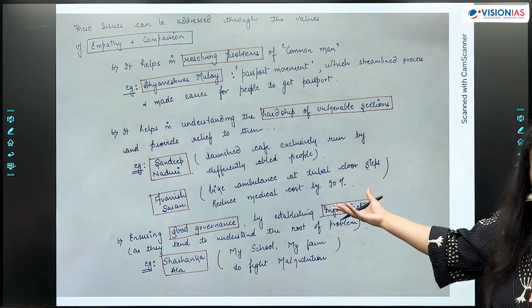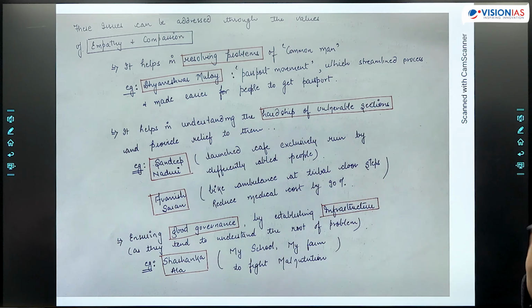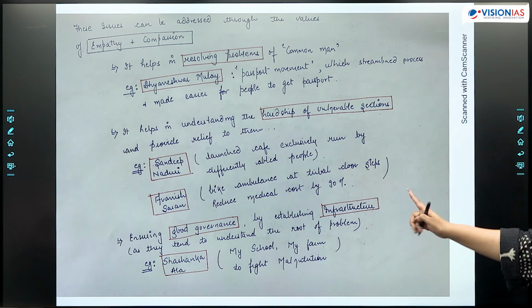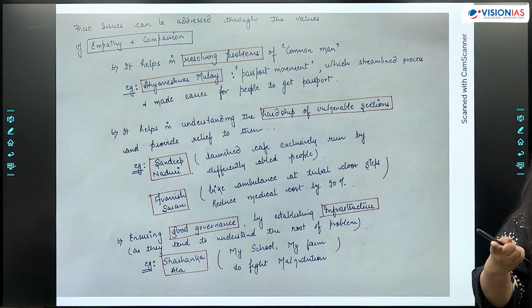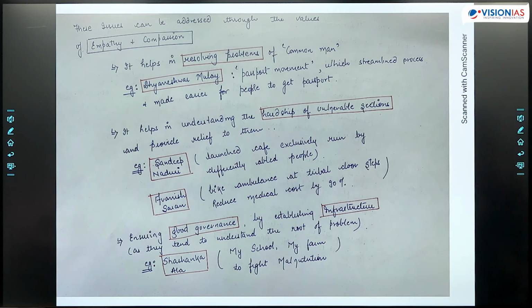Similarly, Avnish Saran initiated the concept of bike ambulance at the doorstep of the tribal people, which has reduced the medical cost by 90%. Not only empathizing with the problems of tribals, but also providing the solution. Did you get my point? Similarly, with respect to establishing infrastructure, you could have quoted the example of the Miracle Man, Armstrong Pame, who constructed a 100-kilometer road for the people living in the remotest village of Manipur. That example could have been cited here.